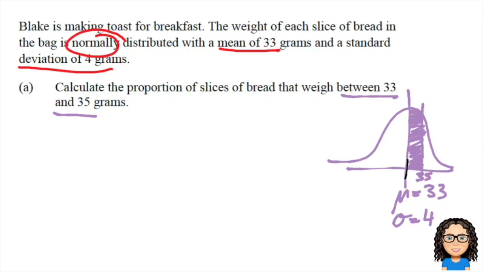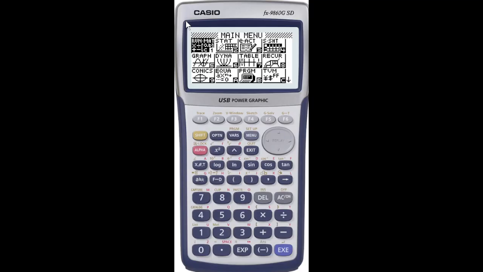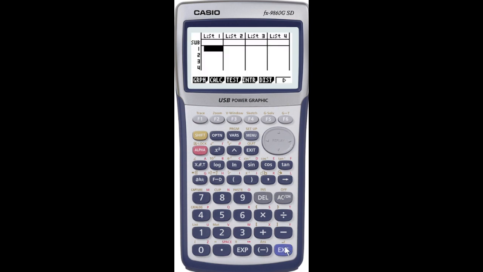There are two ways that I'm going to show you how to do this. One of them is going to use the graphics calculator, and then I'll show you the second method, which is using the tables. So let's start by having a look at our graphics calculator method. Here I have my graphics calculator, and the first thing I want to do is go into STAT mode. I'm going to use my arrow key to go across and press execute to go into that mode.